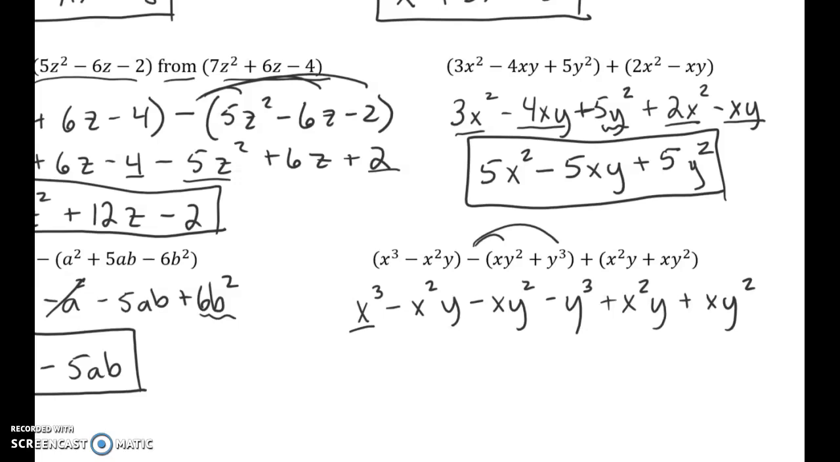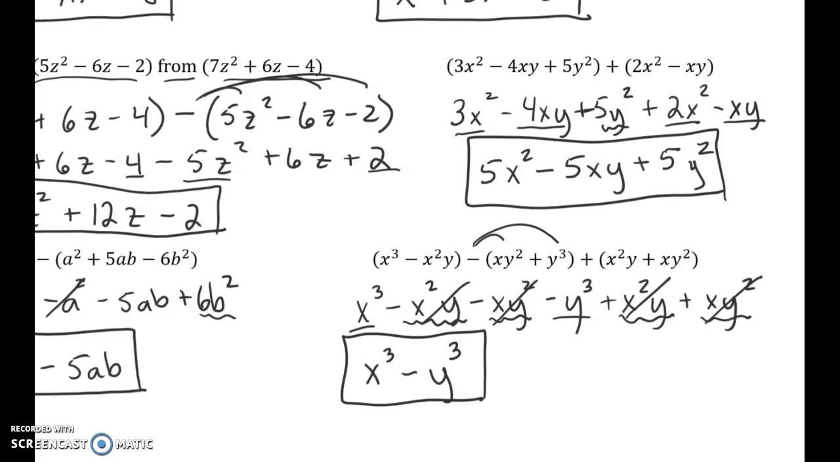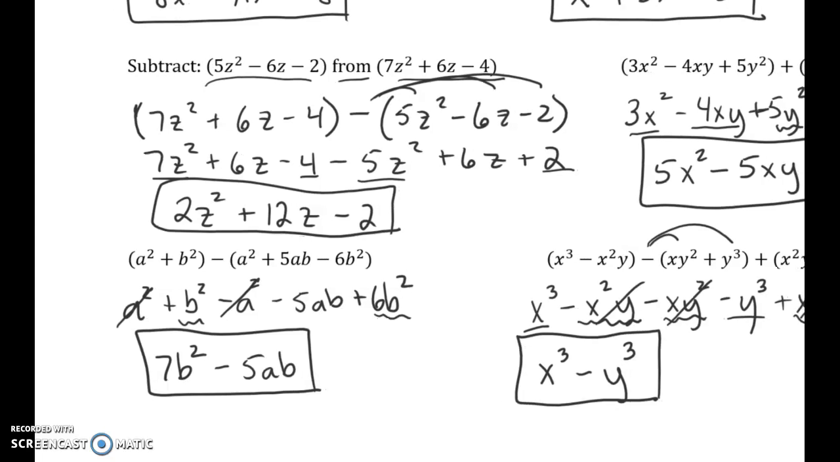So let's see how interesting this one is. Well, I always start at the beginning, x cubed. There aren't any more x cubed, so that comes down. And now I'm looking for x squared y terms. There's another one right there. One of them is negative, the other's positive, so they cancel out. Then I have a negative xy squared and a positive xy squared. They're going to cancel out. And then finally I have that minus y cubed. So this just simplifies to be x cubed minus y cubed. That is that problem. So that one was kind of interesting.